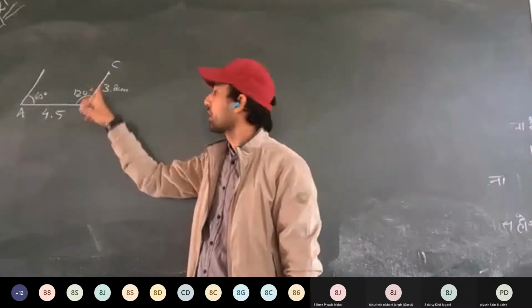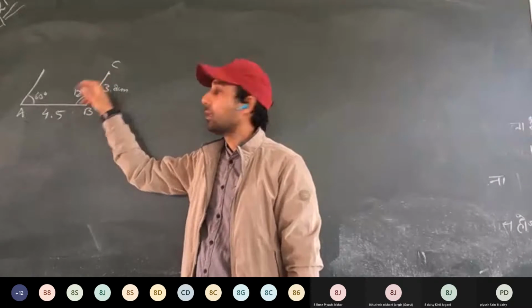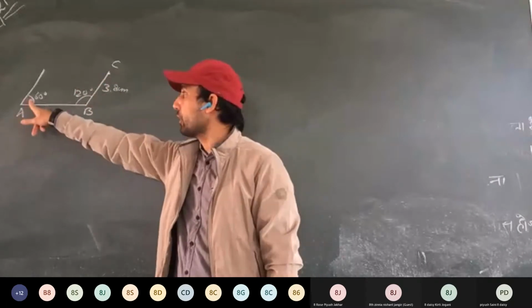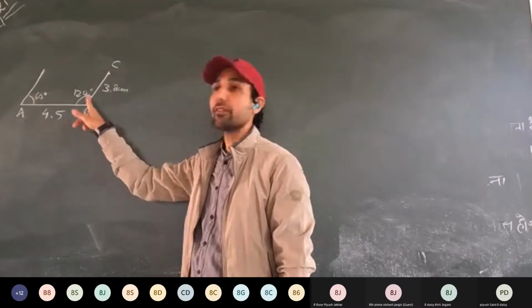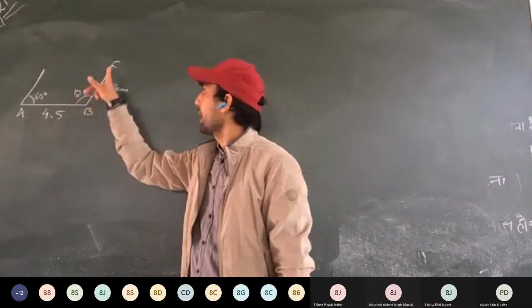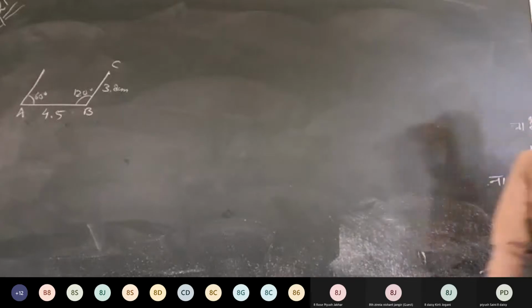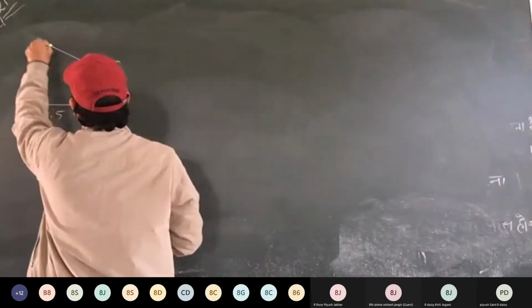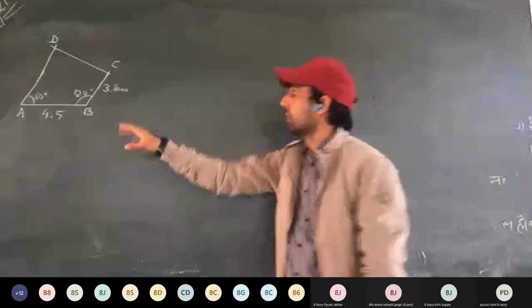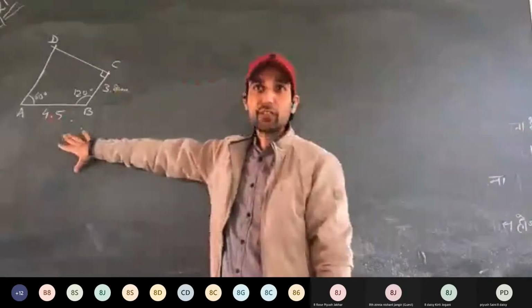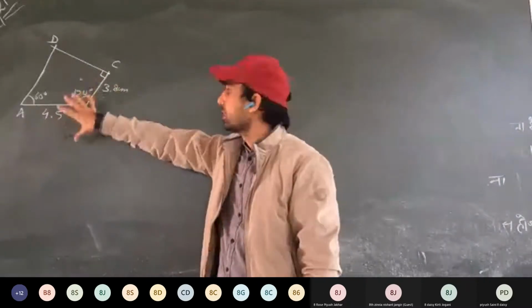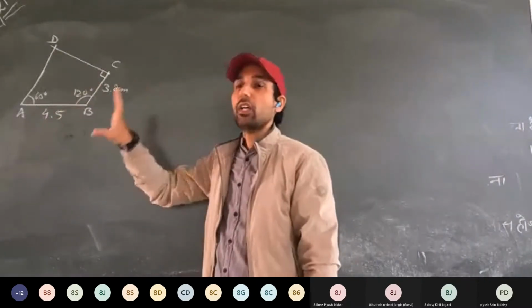AB is 4.5 centimeters. BC is 3.8 centimeters. At vertex A, we have to draw an angle of 60 degrees. At B, we have to draw an angle of 120 degrees. And at C, we have to draw an angle of 90 degrees. This will be our D. This is the rough figure we have to draw, something like this.